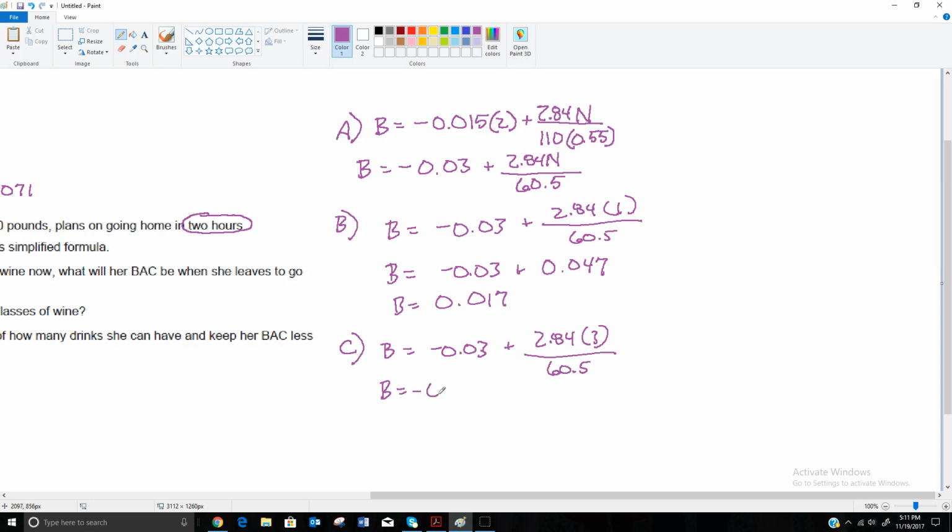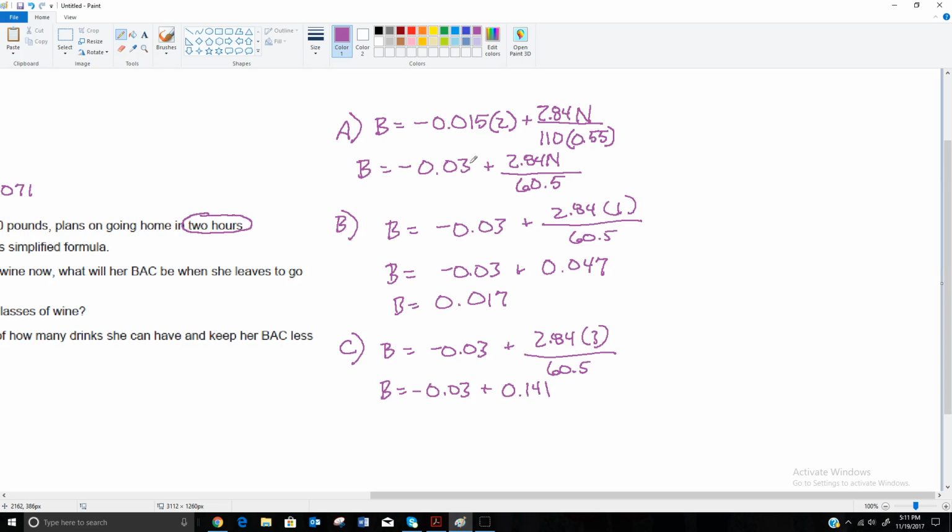So that would give negative 0.03 plus 2.84 times 3 equals, I'm going to hit equals and then divide by 60.5, and I get 0.141.